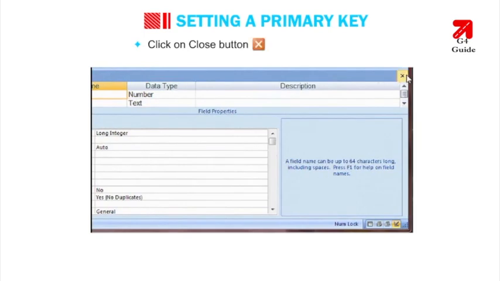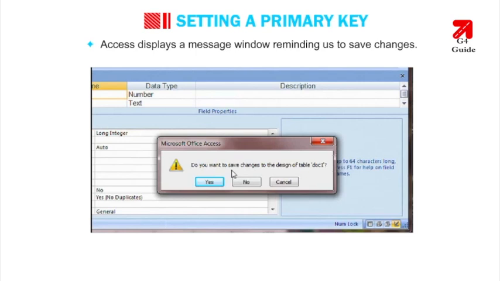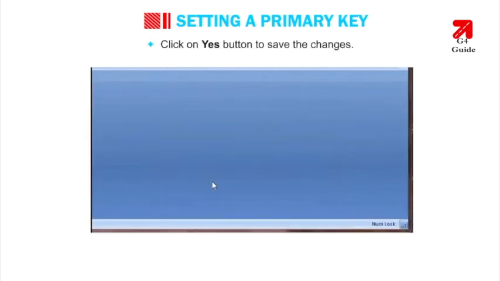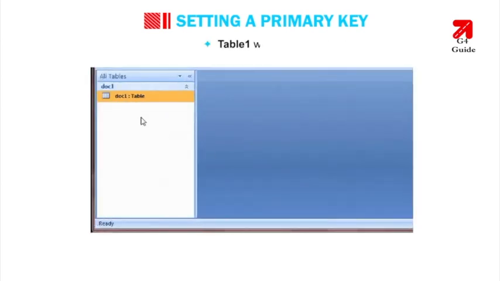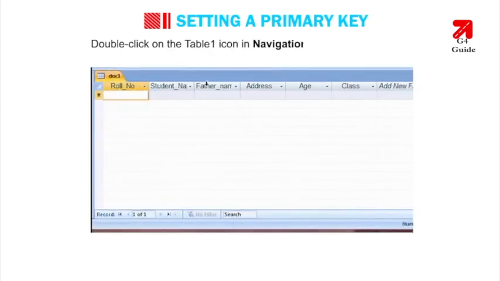Click on the Close button on the table window. Access displays a message window reminding us to save changes. Click on the Yes button to save the changes. Table 1 will close. Double-click on the Table 1 icon in the Navigation pane to open it again.